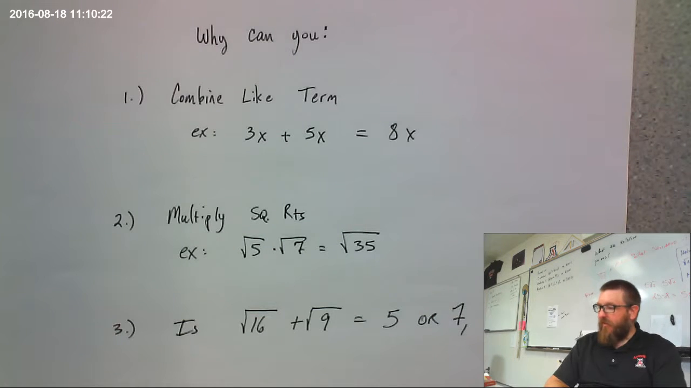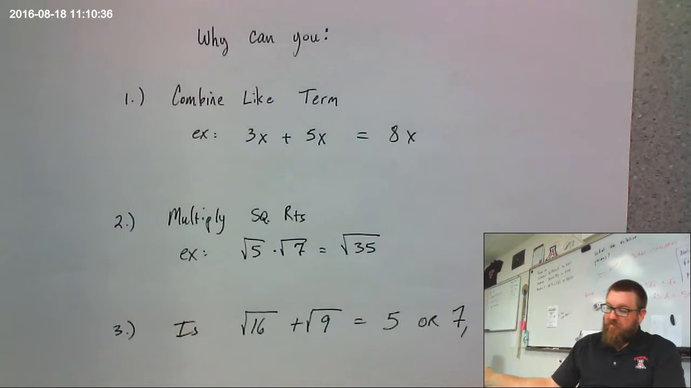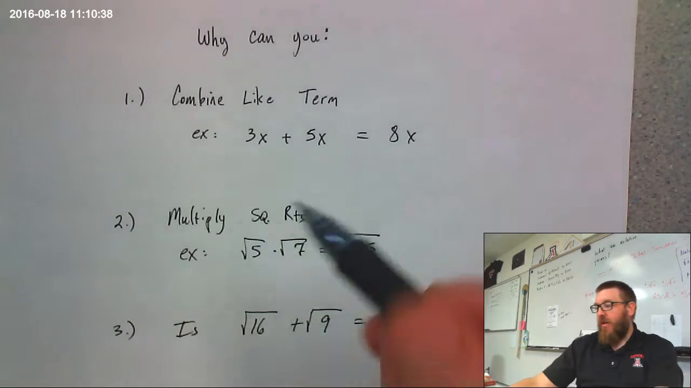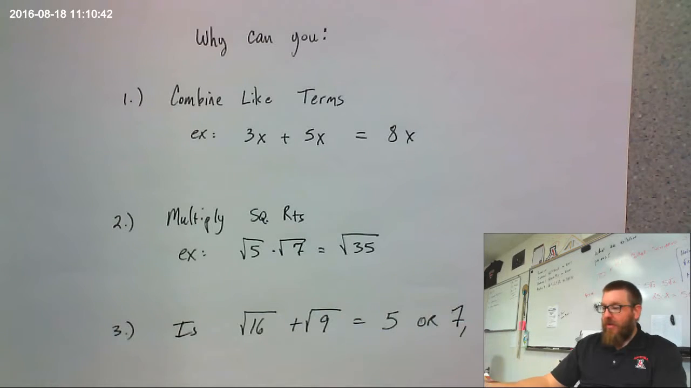This video is going to be largely conceptual, but I think it's really important to think about why you're able to do some things in math that you just assume you can do. So, for example, why can you combine like terms like 3 times x plus 5 times x? Why does that equal 8 times x?